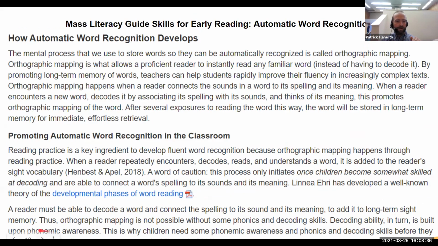Orthographic mapping is not possible without some phonics and decoding skills, right? Decoding ability in turn is built upon phonemic awareness. So it's kind of a cycle, right? This is why children need phonemic awareness and phonics and decoding skills before they're able to read automatically.